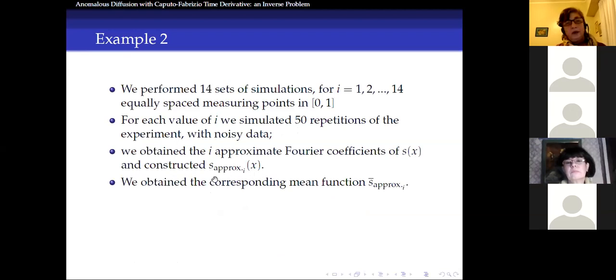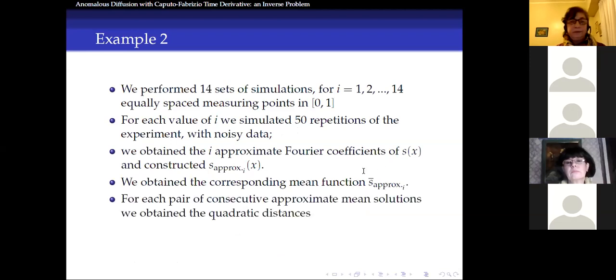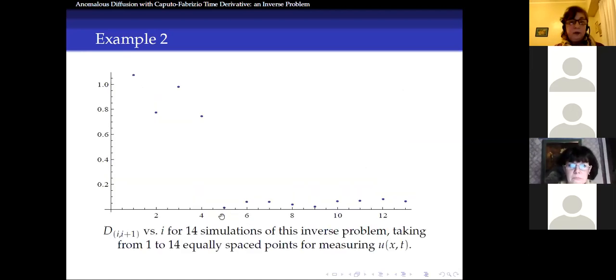After that, we obtained a mean value for S. And for each pair of consecutive approximations, we obtained a quadratic difference between one approximation and the other to decide if the error is small enough to stop the process. Here we have the difference between simulations, and we observe that at five coefficients we have the smallest difference. So we decided that our solution was about this quantity of terms.